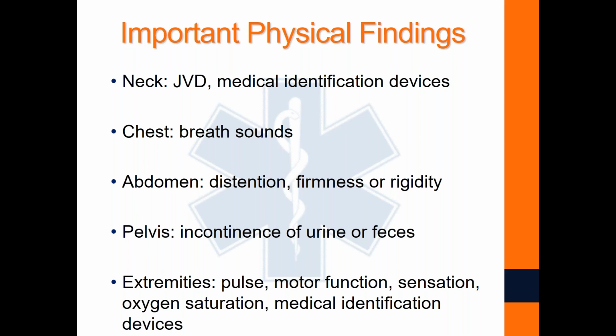When I get to the pelvis, I'm going to start looking for things like incontinence of urine or feces, because that'll point me towards, all right, well, maybe this patient has a seizure disorder, and that's why they're unresponsive right now. When I get to their extremities, I'm going to check pulse, motor function, and sensation. That's CSM, circulation, sensation, and motor function. We can even do that on an unresponsive patient.